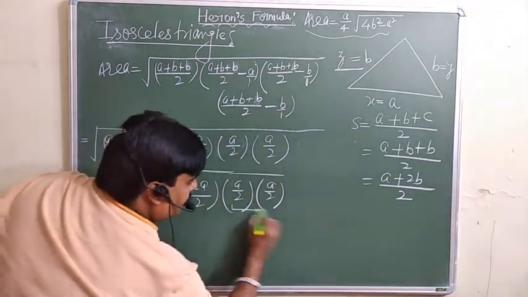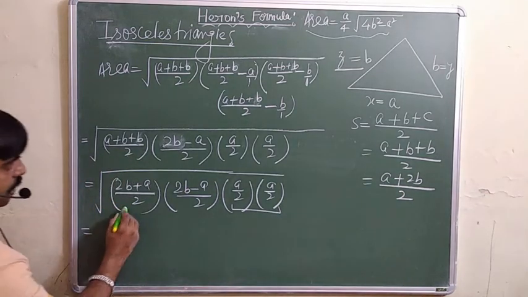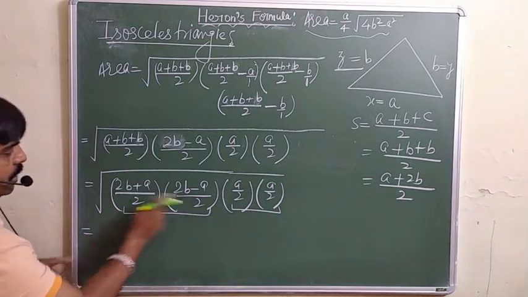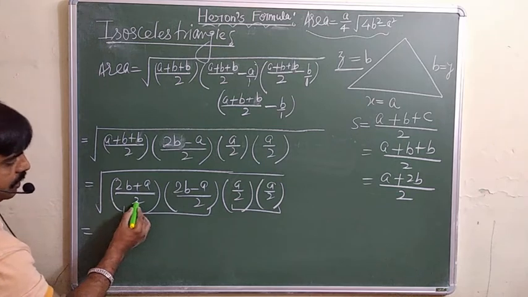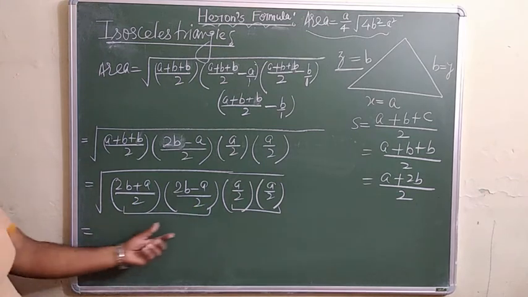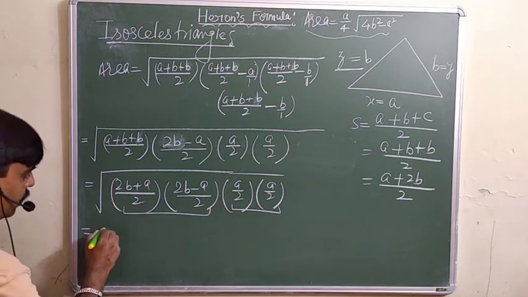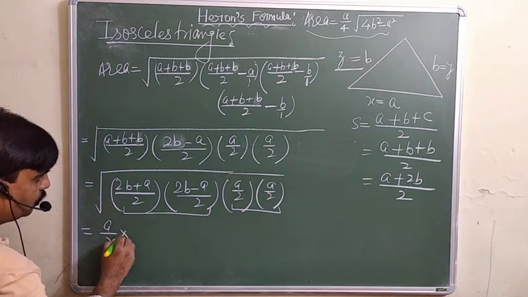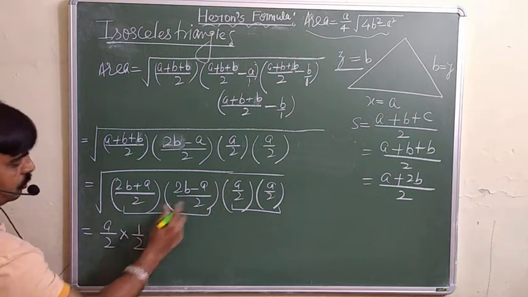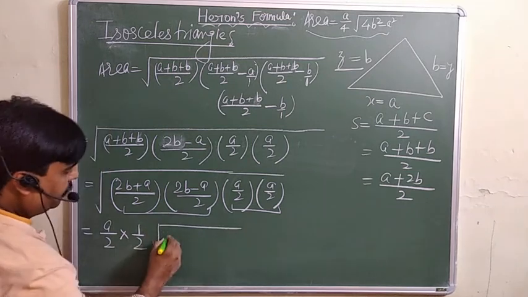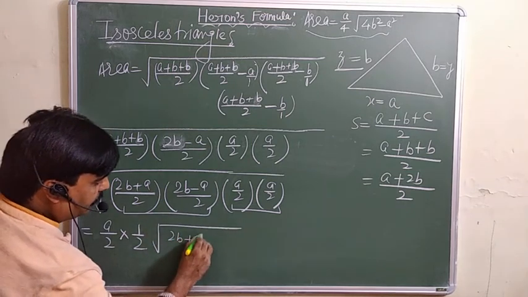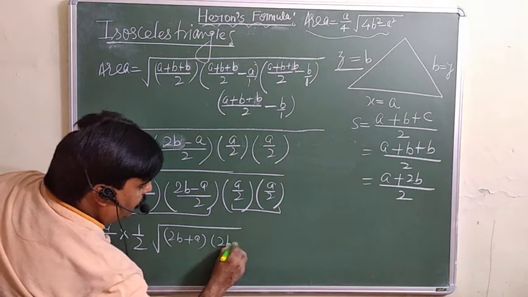See, you can make the pair. So here you will get A by 2, and here only, this will remain inside the radical sign, but these two, this 1, 2, you can take out from here. So from here you will get what? A by 2 into 1 by 2 from these two, and inside the radical sign it will remain 2B plus A and 2B minus A.